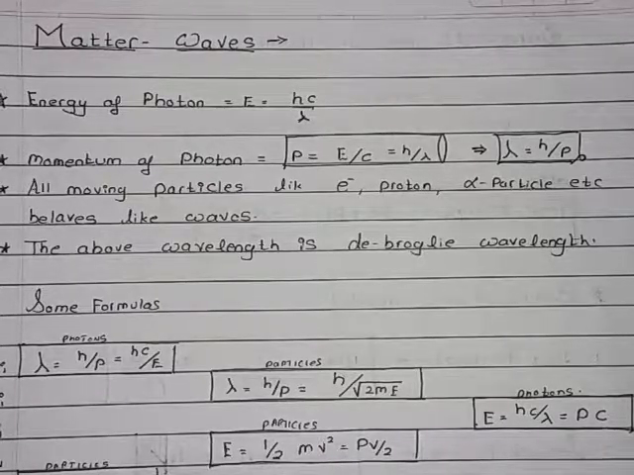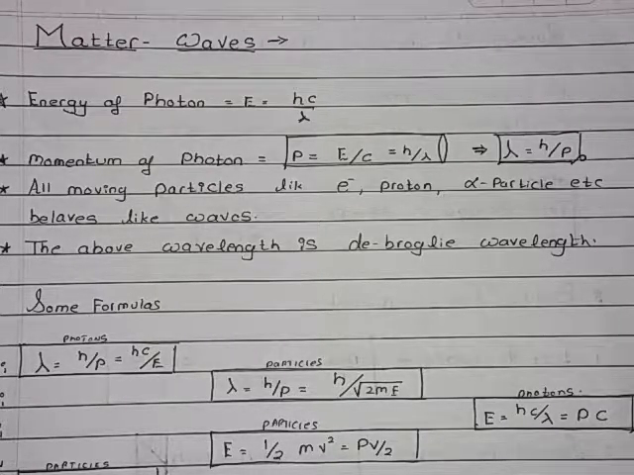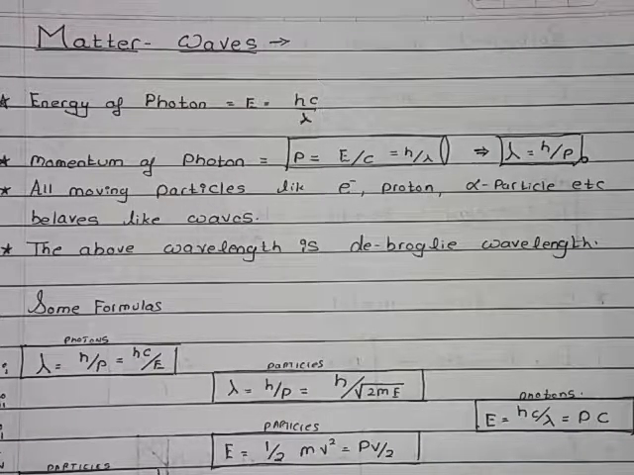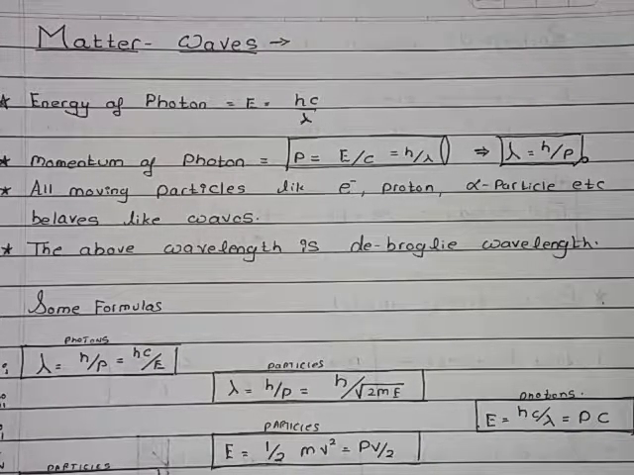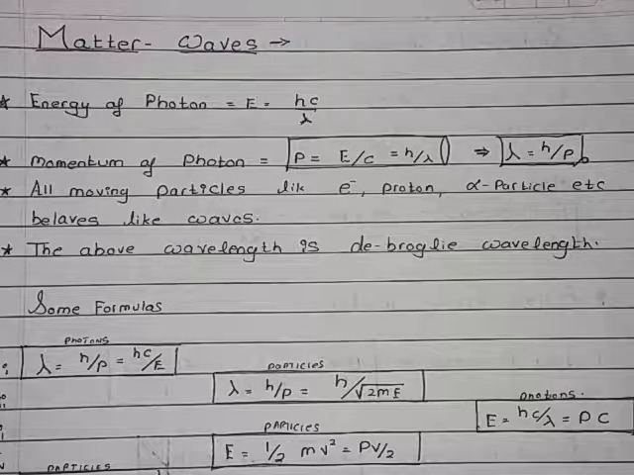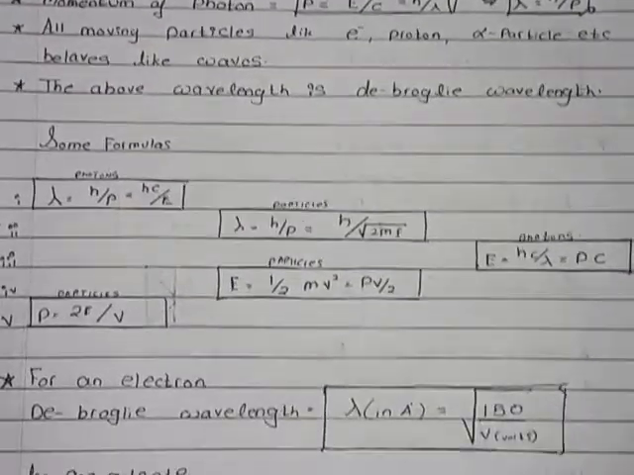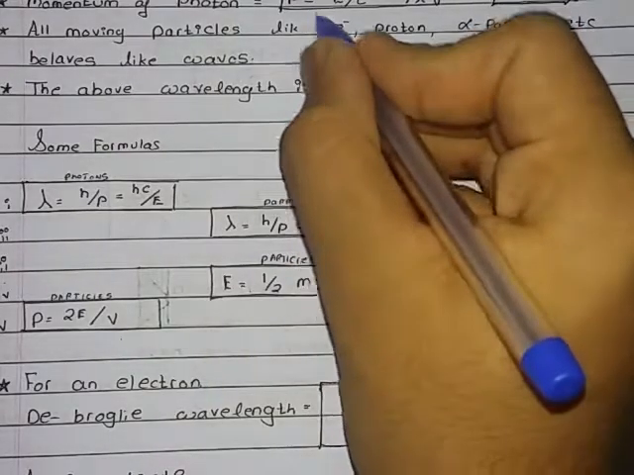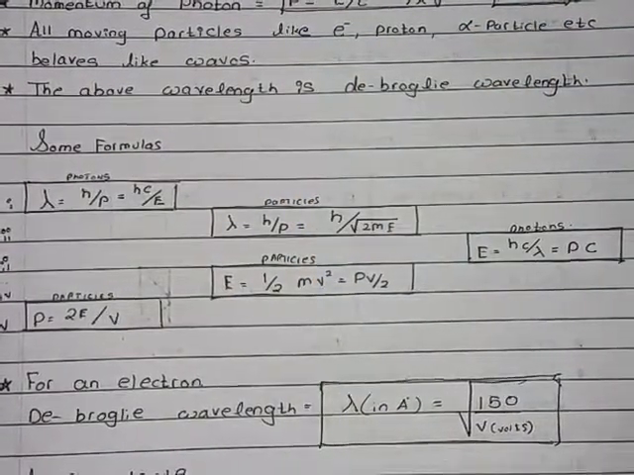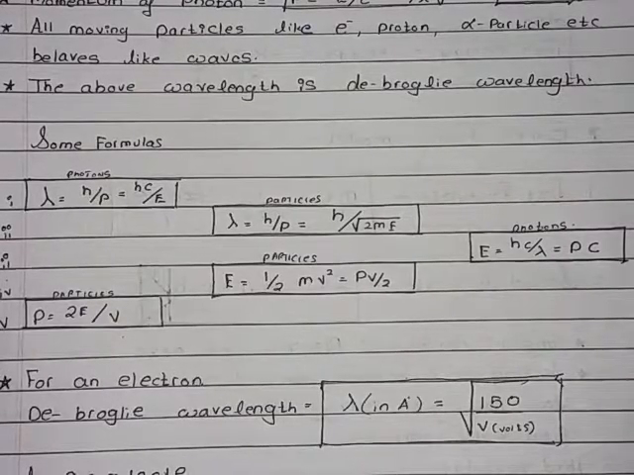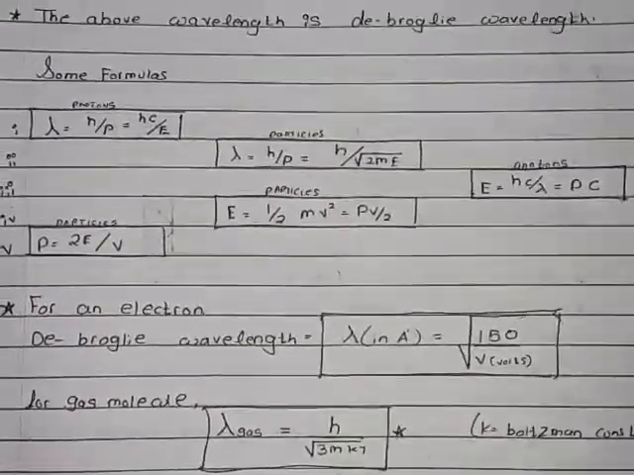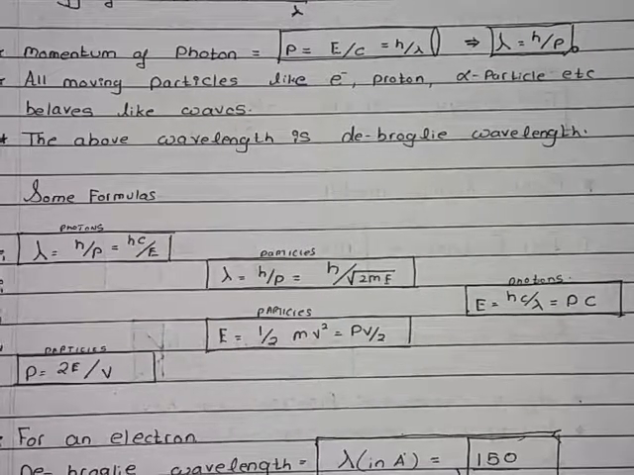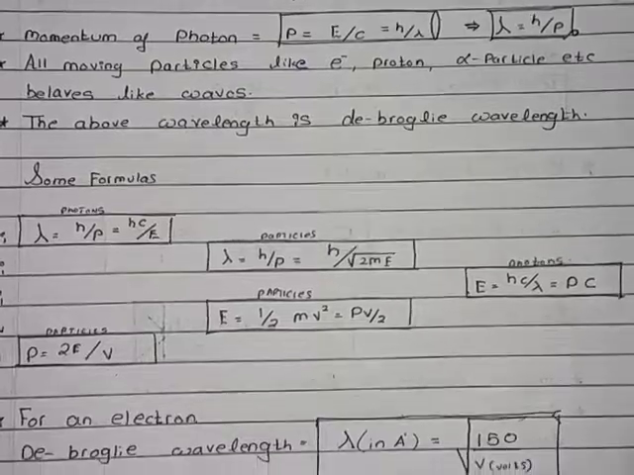P equals E by c, the momentum of a photon is the energy of the photon divided by the speed of light, which is equal to h by lambda. However, lambda is h by p. Just equate these. All moving particles like electrons, protons and alpha particles etc. behave like waves. The above wavelength is the de Broglie wavelength, lambda, which is h upon p, that is Planck's constant upon momentum.